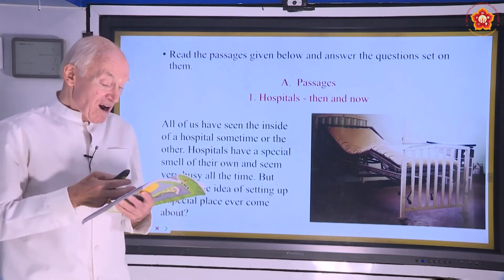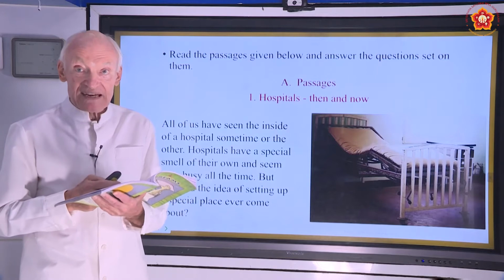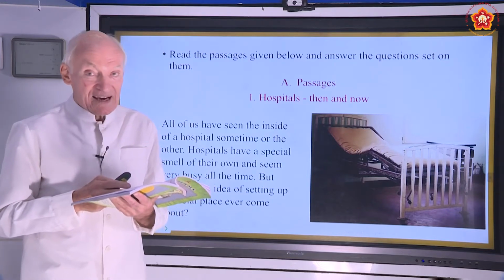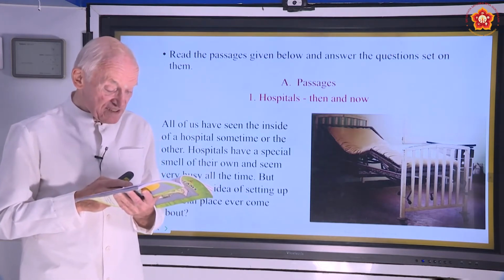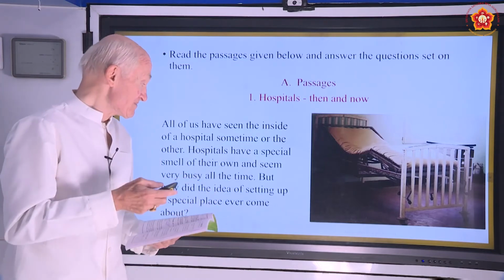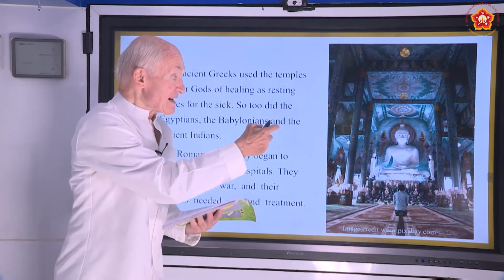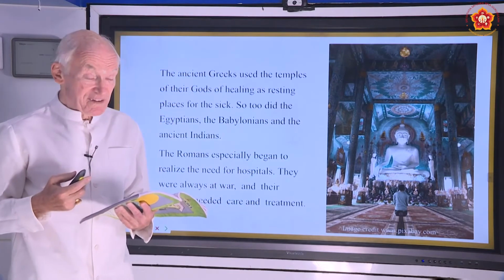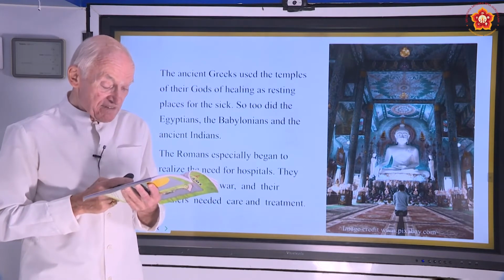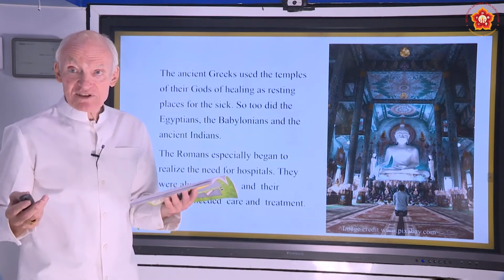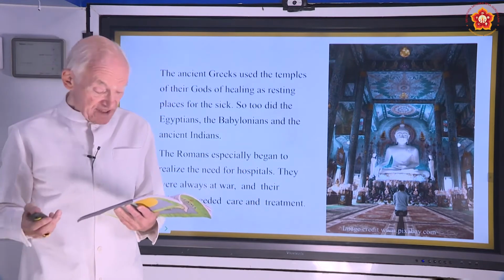So let's go ahead. All of us have seen the inside of a hospital sometime or the other. Hospitals have a special smell of their own, and they seem very busy all the time. But how did the idea of setting up a special place or hospital ever come about? Let's see. We have a picture of a Greek temple. There are healing gods and goddesses on both sides there. The ancient Greeks used the temples of their gods of healing as resting places for the sick. They'd have a sick person they didn't know what to do with, they would bring them to the temple and lay them there and hope that the gods would heal them.